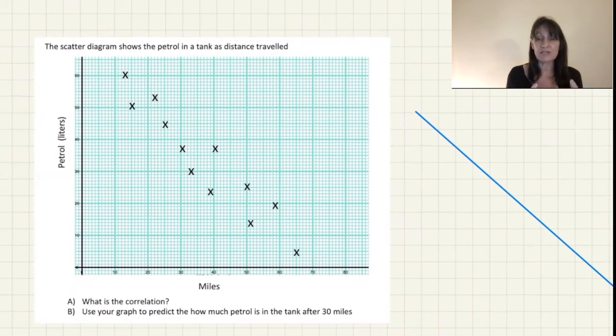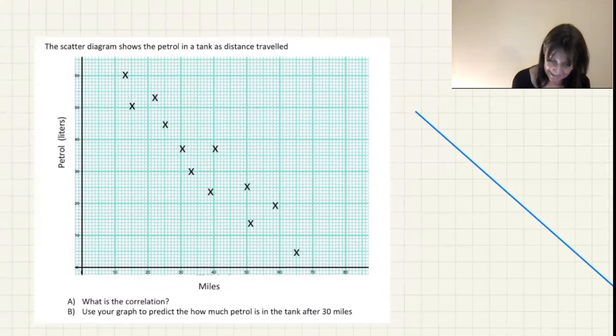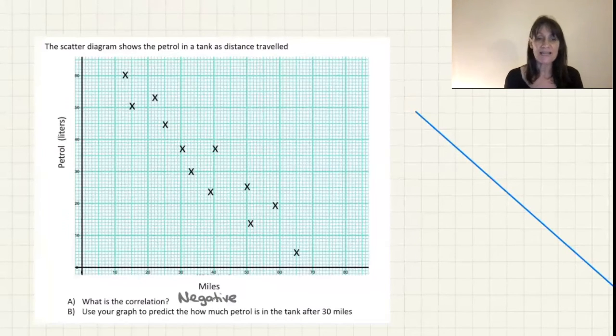So here I've just said, what is the correlation? And the correlation to this is negative. So I would write in negative. The next most common question that you're asked is to use your graph to predict how much petrol the tank has used after 30 miles. So my story is all about the amount of petrol in the tank as I'm driving. And obviously the petrol is getting less and less as the miles are going up and up. Now, in order to predict, you need to put a line of best fit on.